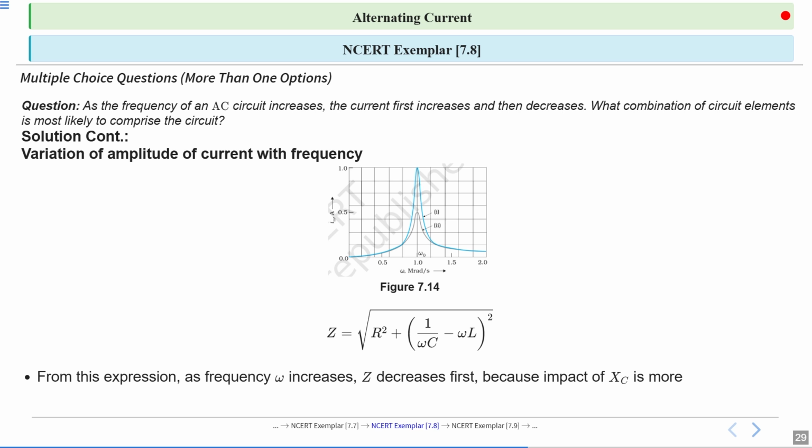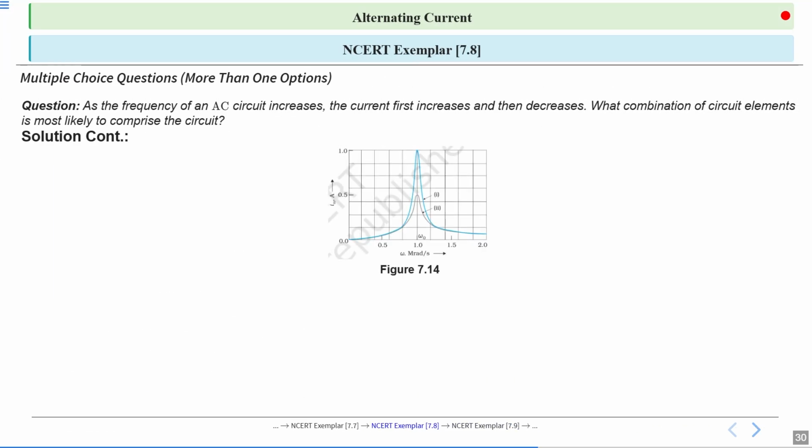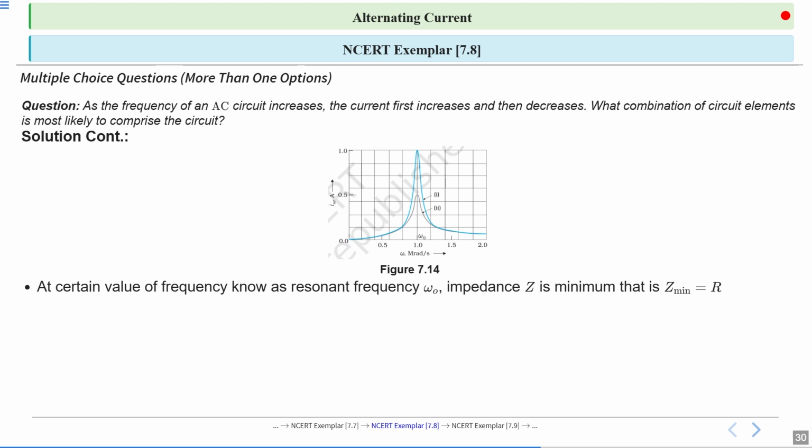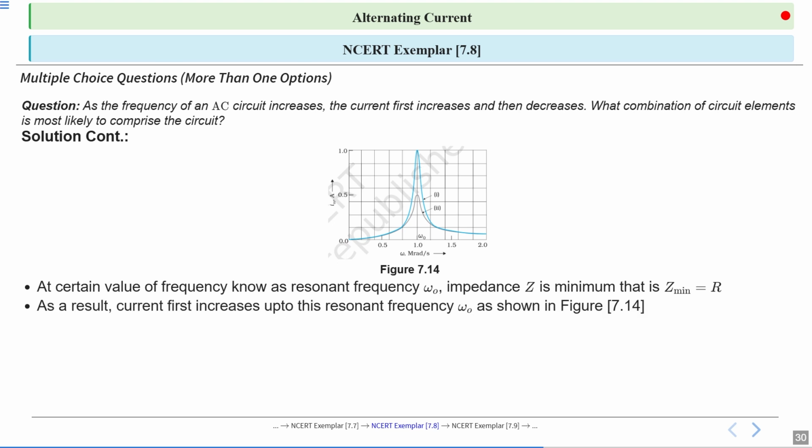So from this expression, as frequency omega increases, Z decreases first because the impact of XC is more initially. At a certain value of frequency, known as the resonant frequency omega naught, impedance Z is minimum. When we increase omega, XC will decrease, omega L will increase and they will come to an equal value. At this value, their difference becomes 0 and Z is minimum, that is, Z minimum equal to the resistance in the circuit. As a result, current first increases up to the resonant frequency omega naught, as shown in the figure.